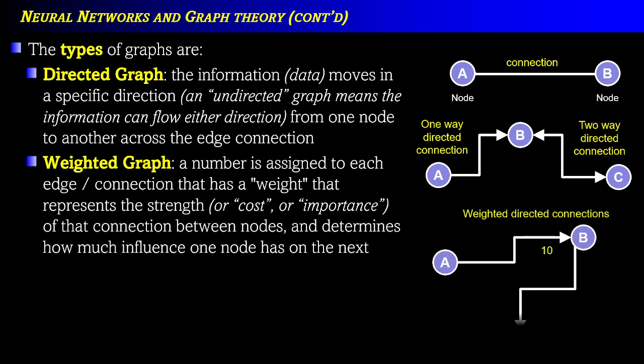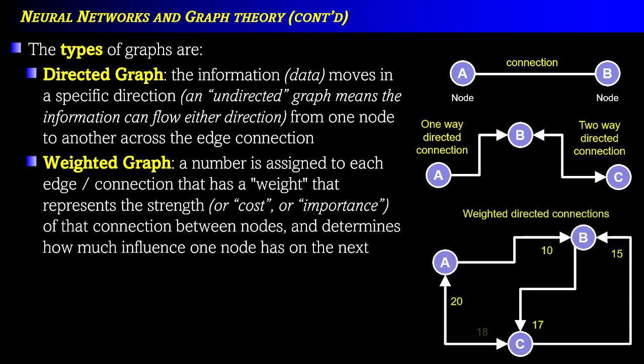We can also have what's called a weighted graph. So with weighted graphs, the connection is assigned a weight or a value that represents the strength or the cost or the importance of that connection. So in one analogy, if we have our nodes representing cities and the edges representing the roads, then the number or the weight could represent the time it takes to travel down that road to reach one city from another, or maybe airline routes, or maybe the cost in terms of value. So that's a connection between nodes and determines the influence one node has on the next.